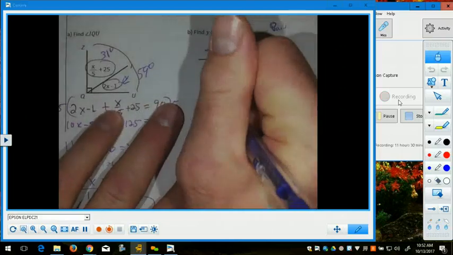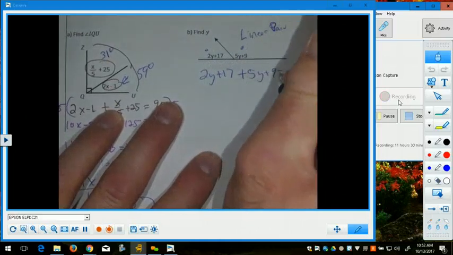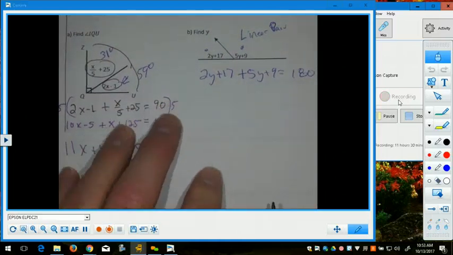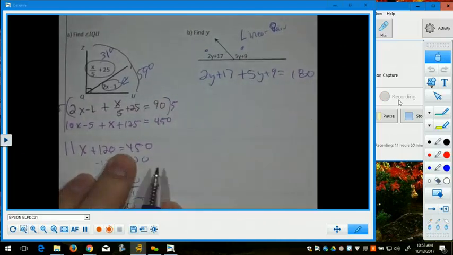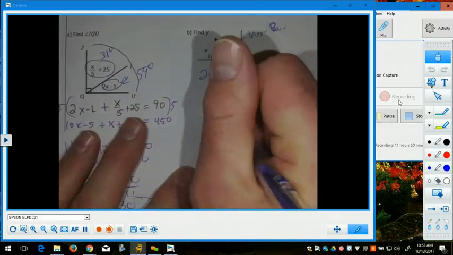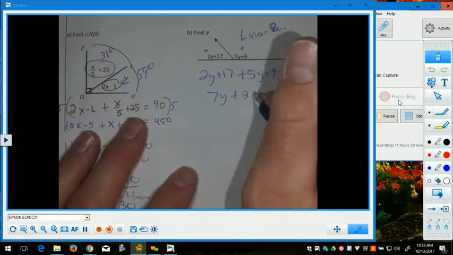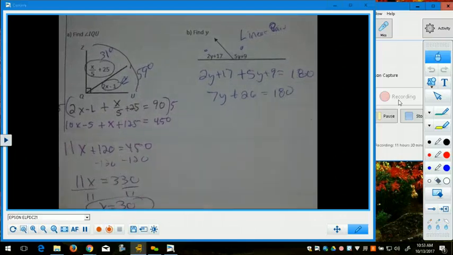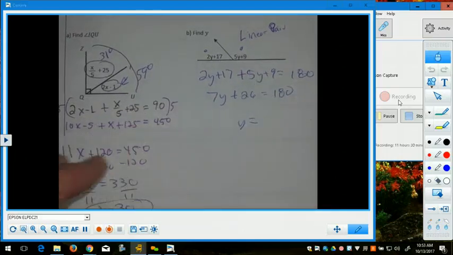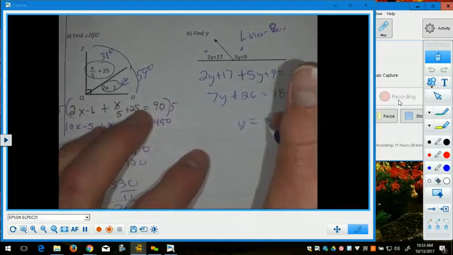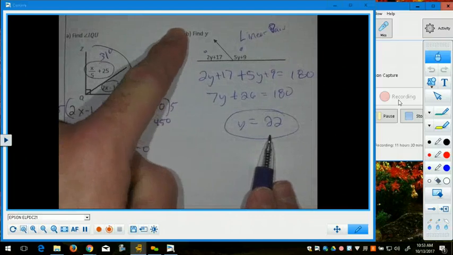I said 2y plus 17 plus 5y plus 9 equals 180. Correct. The two pieces of the larger straight angle are going to add up to the straight angle, which is 180. So this simplifies to 7y plus 26 equals 180. You subtract 26. What do we get for a final answer for y if we solve correctly? Yes, 22. That's all we were asked to find, so we're done.